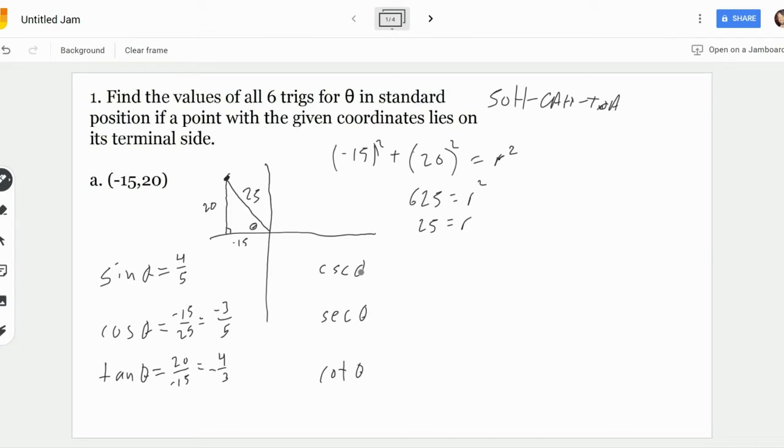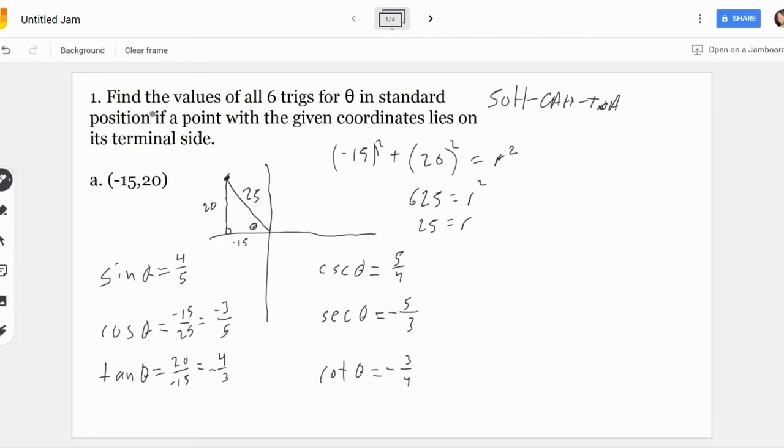To find the other trig functions, they're just the reciprocals. So this would be 5/4. This would be 5 over negative 3. This would be 3/4, and I'll put the negative out front. Typically, you won't put the negative on the bottom. Usually, it's customary to leave it on top, or you can put it out front. So we'll do that.